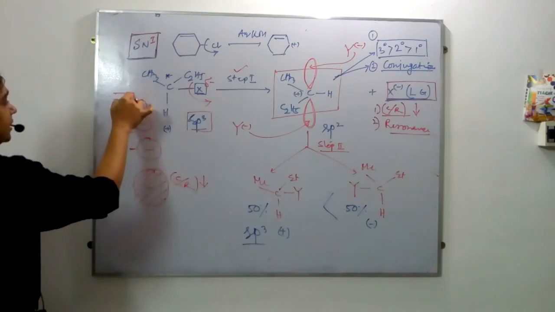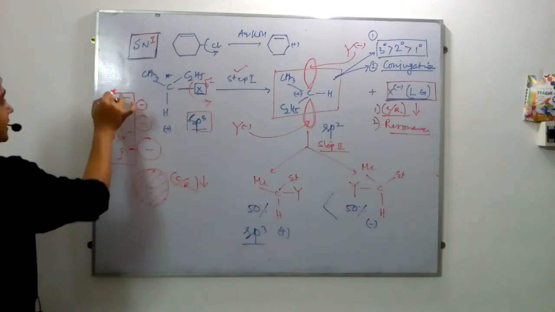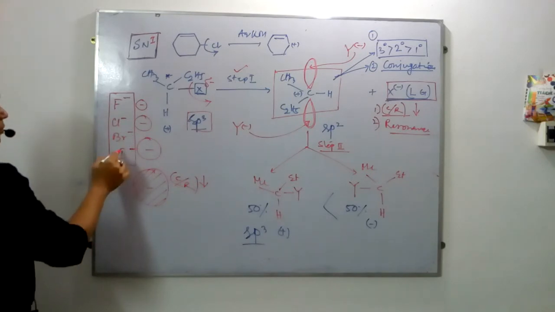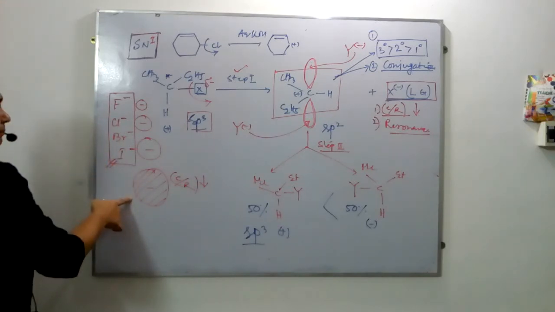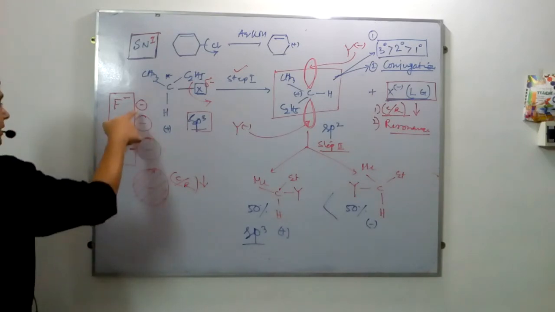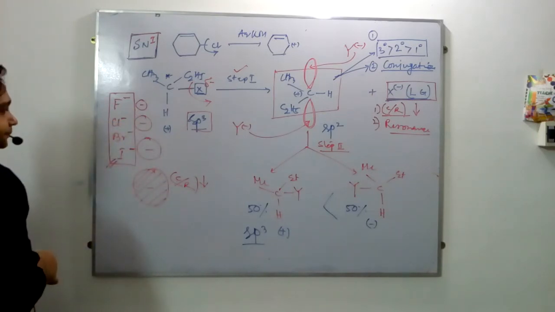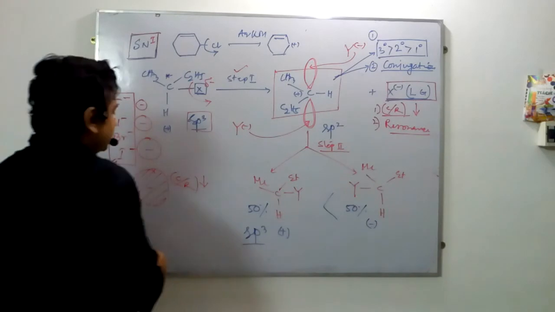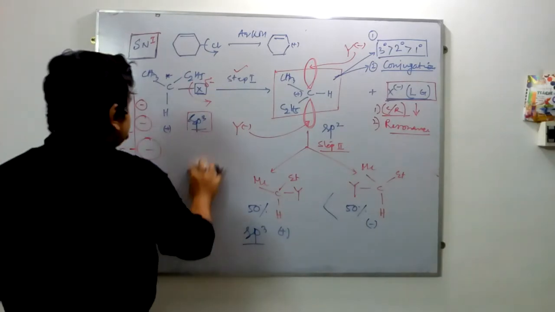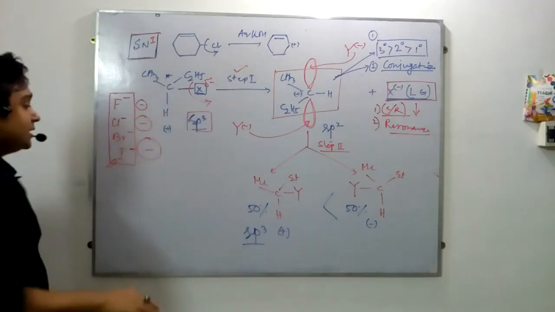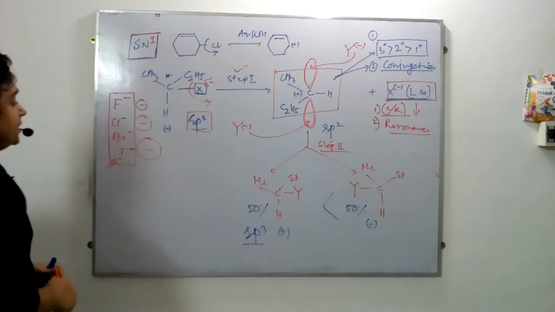So if we compare the four halides, who will be better leaving group? The answer is now in your hand, that iodide will be the best leaving group and fluoride is the worst leaving group over here. And what about resonance? Resonance stability is the most important guiding factor. More the resonance canonical, more will be stability.